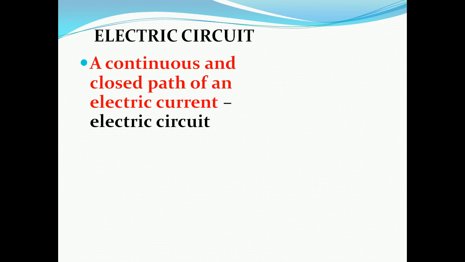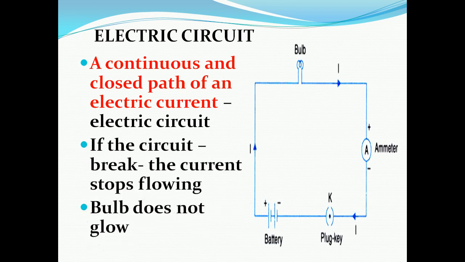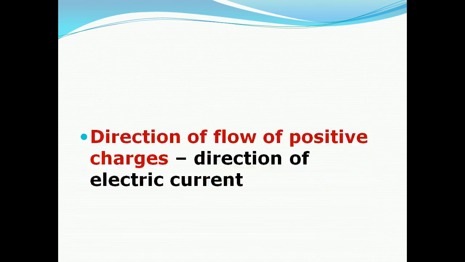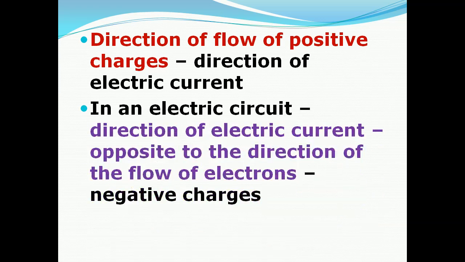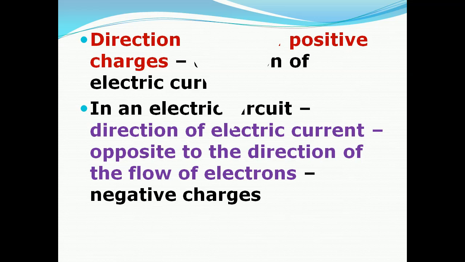So an electric circuit means, as we have seen in the last slide, a continuous and closed path of an electric current. If the circuit breaks, the current stops flowing and the bulb does not glow. And we have seen that in an electric circuit, the direction of electric current is opposite to the direction of flow of electrons, which are negatively charged.